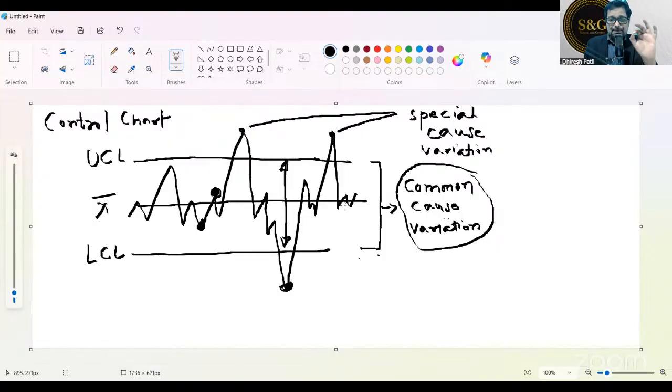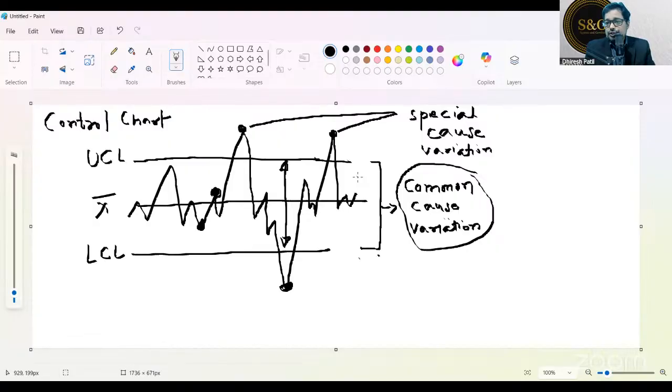If you ask any specific reason why there is a small variation, you will not be able to detect or give the reason for it. But for the special causes, it's very easy to find out. So easy to find out the causes, easy to find out the solution. So special cause variation does not require huge effort. But common cause variation, we cannot eliminate. But by using statistical process control, by using tools like Six Sigma, we can reduce common cause variations as well.